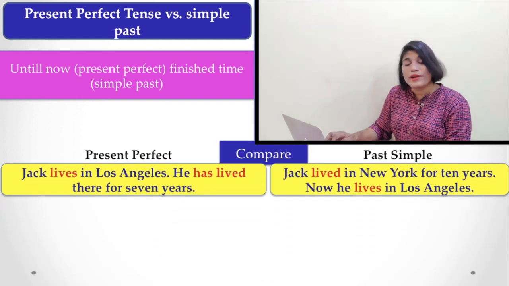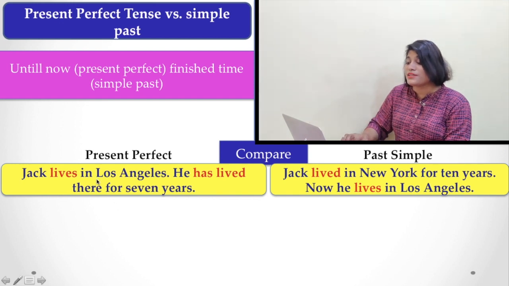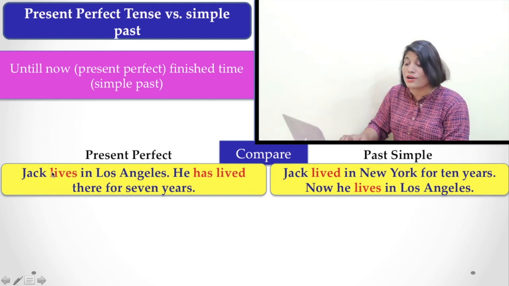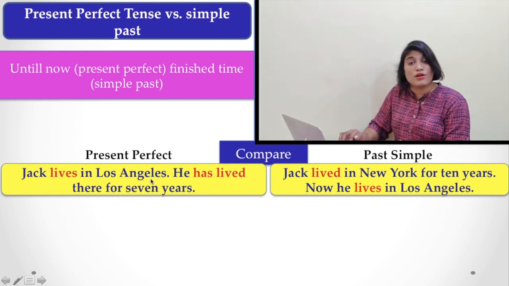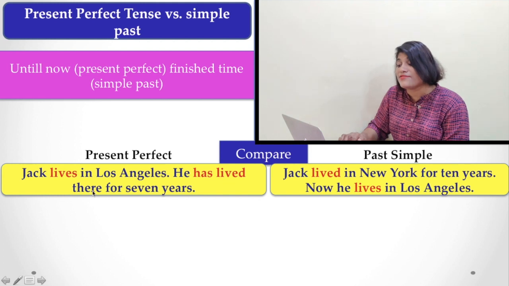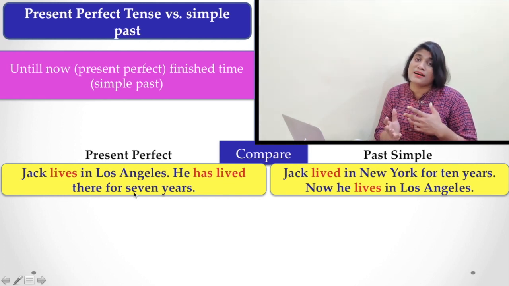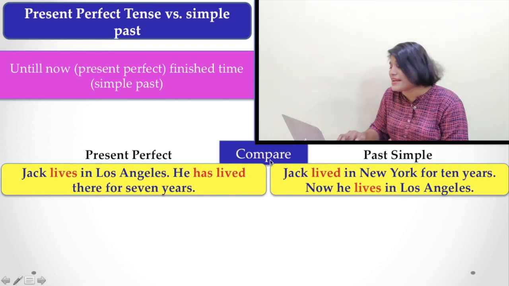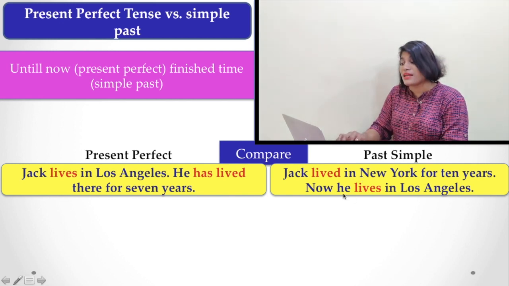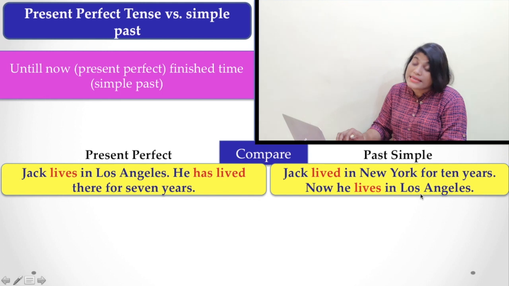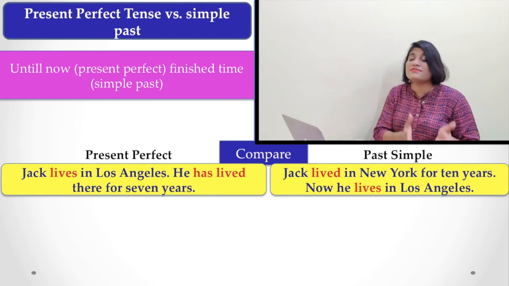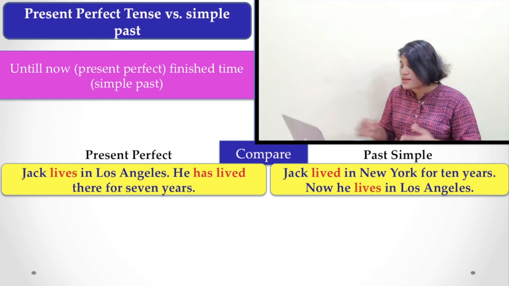Similarly, here is another example. Jack lives in Los Angeles. He has lived there for 7 years. That is, Jack lives in Los Angeles and he has lived there for 7 years. That is, he is continuing to live there. And Jack lived in New York for 10 years. Now he lives in Los Angeles. Here I am talking about Jack's past experience, that is the last 10 years.